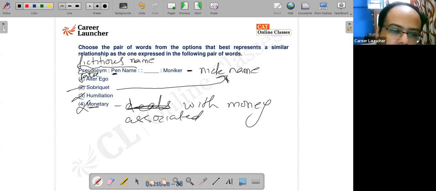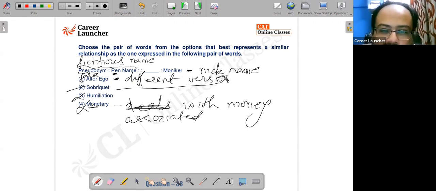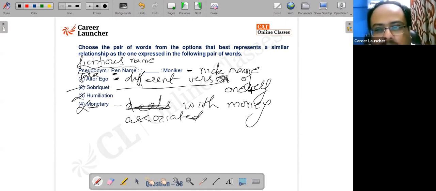Alter ego has a different meaning. Alter ego means a different version of oneself. Alter ego is not about the name. It is about the nature of a person. A different version of self, and that is alter ego. The answer is Sobriquet, and the T is not pronounced. Sobriquet is the same as moniker. So the answer is option 2.